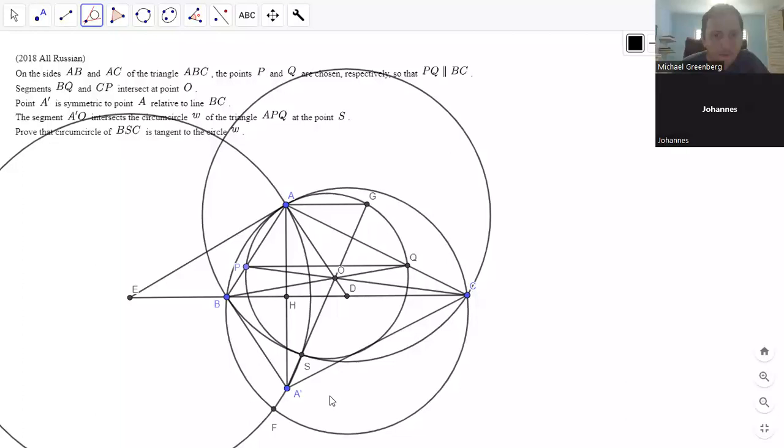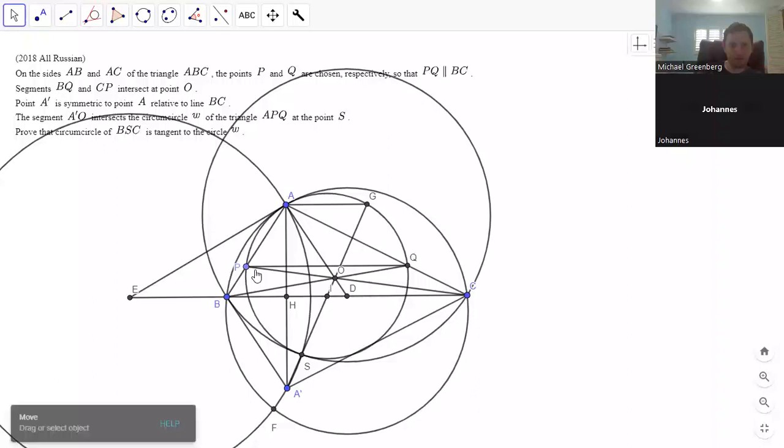Let's see. I think it's not that hard to prove that A prime, O, and G... wait. Oh, no. I don't think what I was trying to do was going to work. It was like some kind of homothety or something. Like if we label this point, well, maybe not.